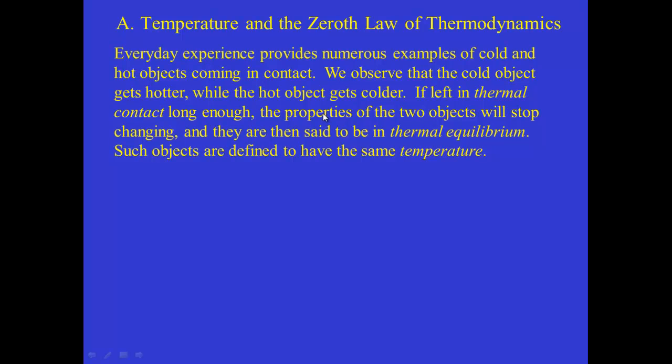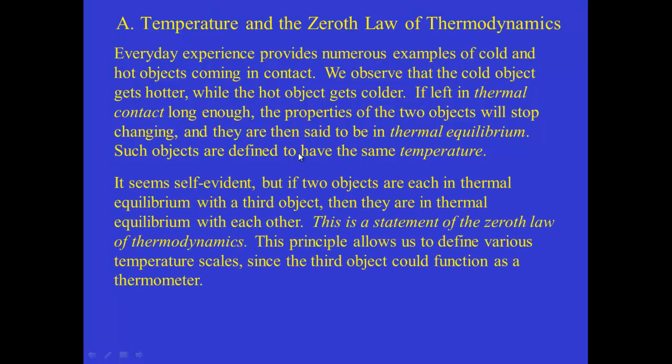And we measure their temperature usually with reference to a third object, which gives us formally a way of expressing what's called the zeroth law of thermodynamics. And the zeroth law says that if there are two objects which are each in thermal equilibrium with a third object, then those two objects are also in thermal equilibrium with each other.